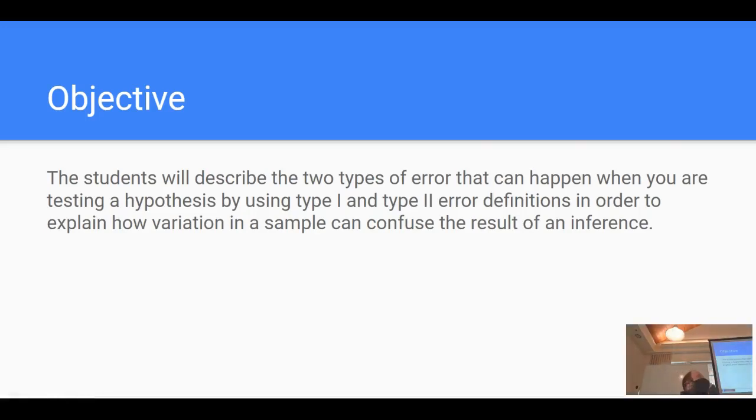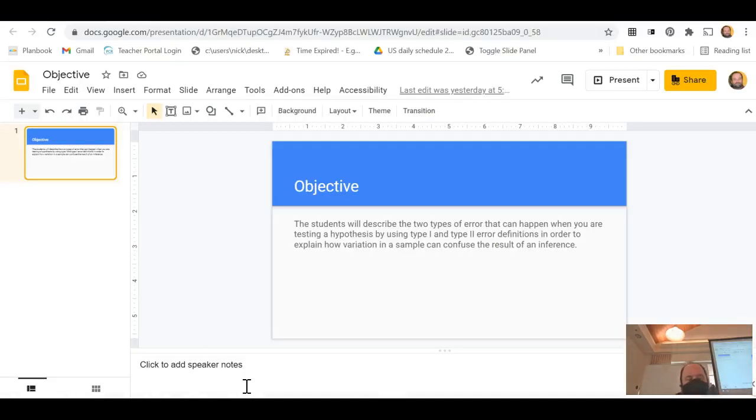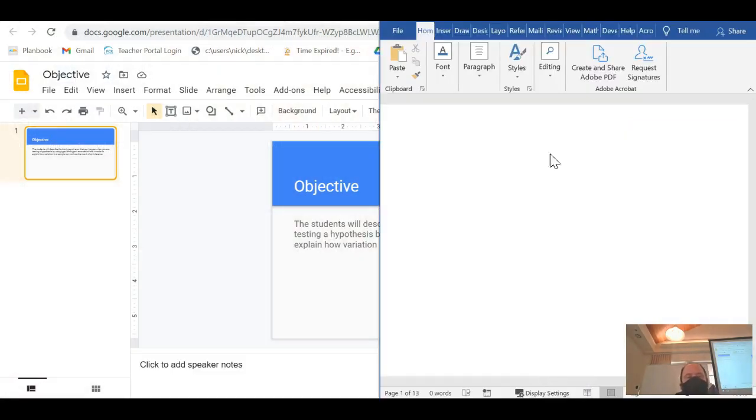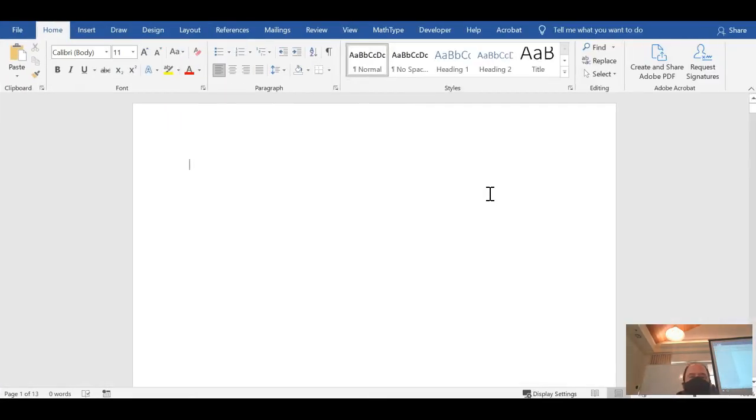Okay, so this is what's going to happen. This is our objective for today. You're going to describe two types of error that can happen when you're testing a hypothesis, using type 1 and type 2 error definitions, in order to explain how the variation in a sample can confuse the results of an inference. Okay, so let me try to explain a little bit of what's going on here because it's not necessarily obvious.